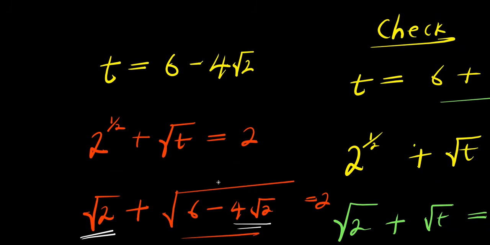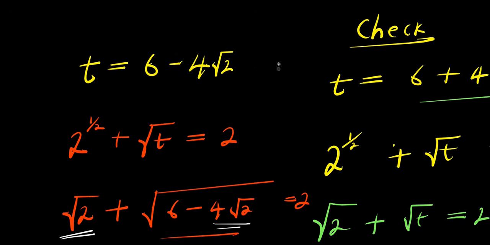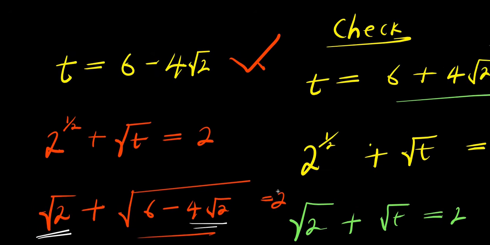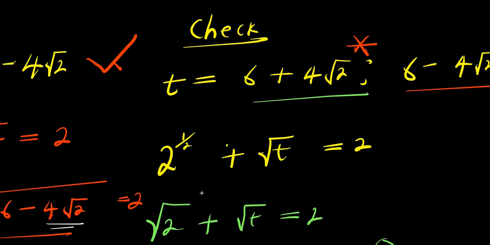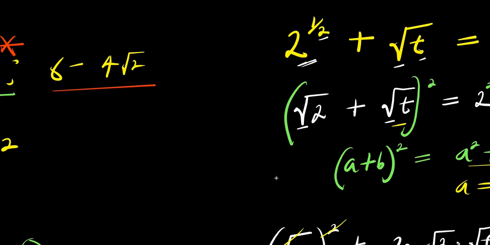So this shows that this is the closest one to the answer that we are looking for, 6 minus 4 root 2. So that is our answer, 6 minus 4 root 2.